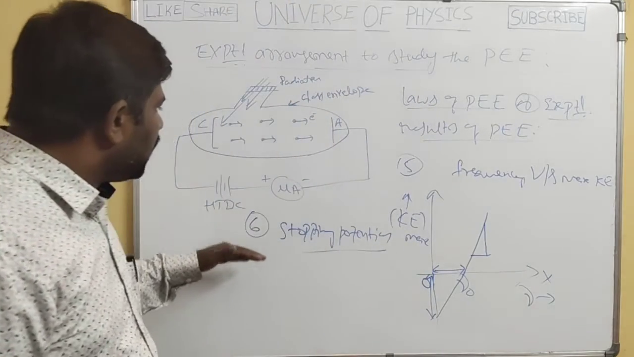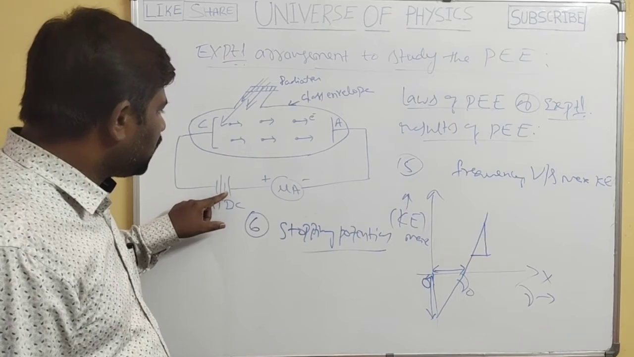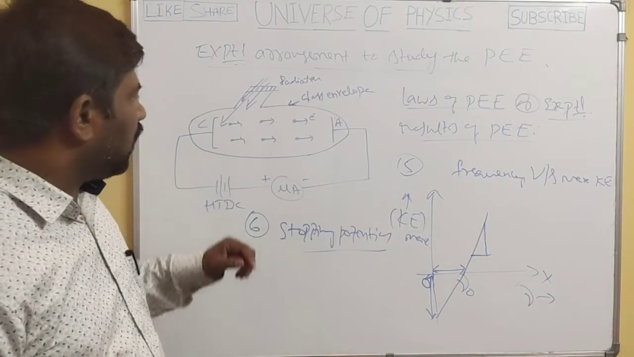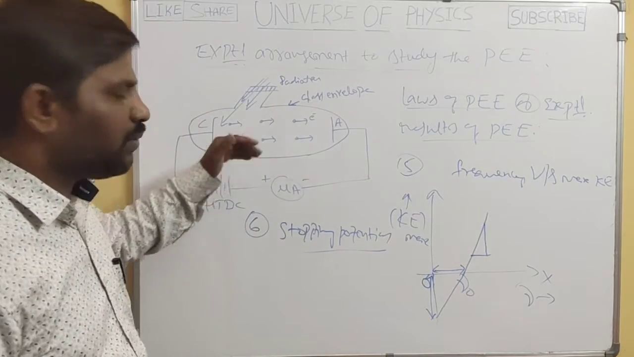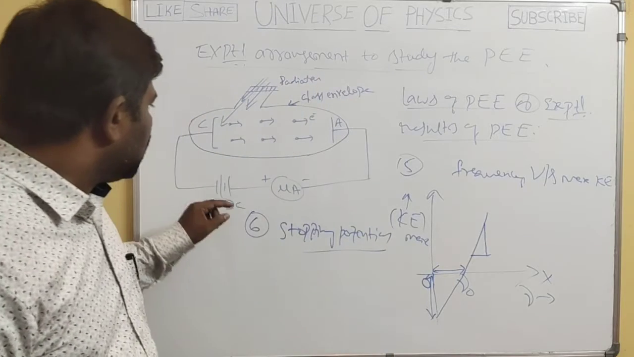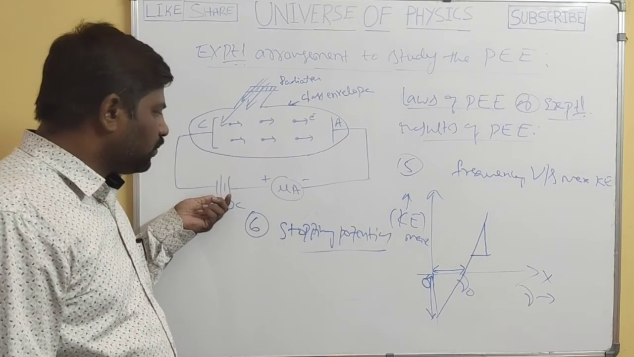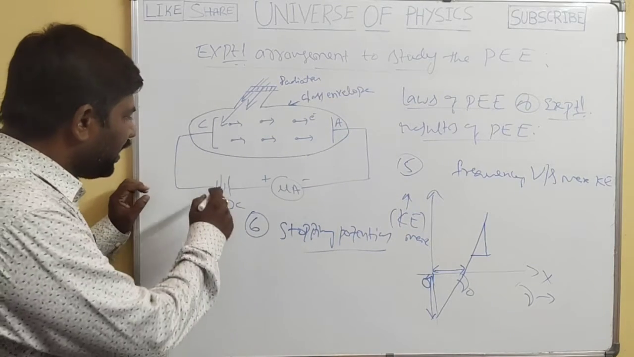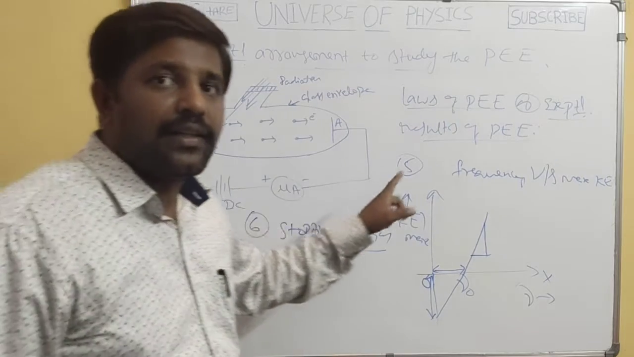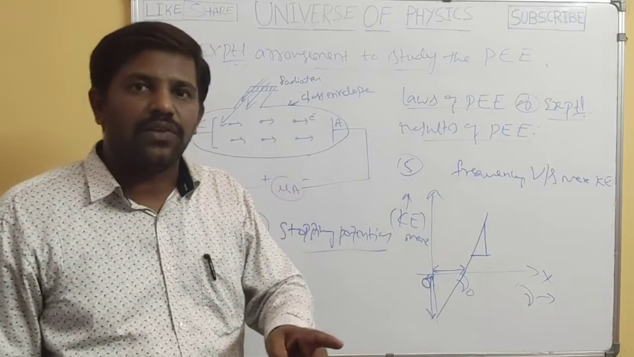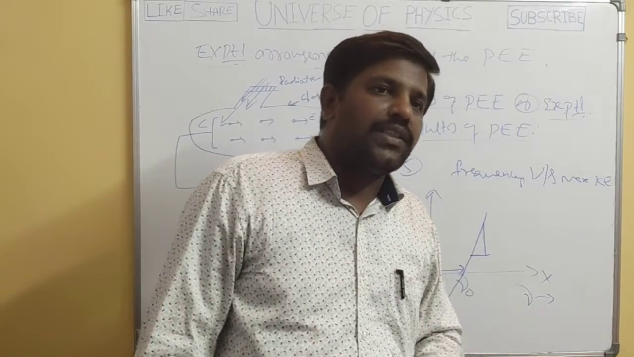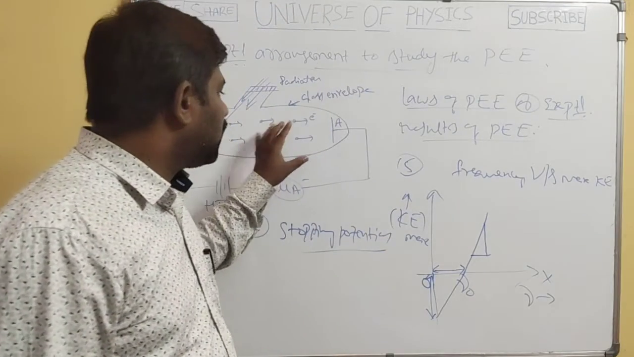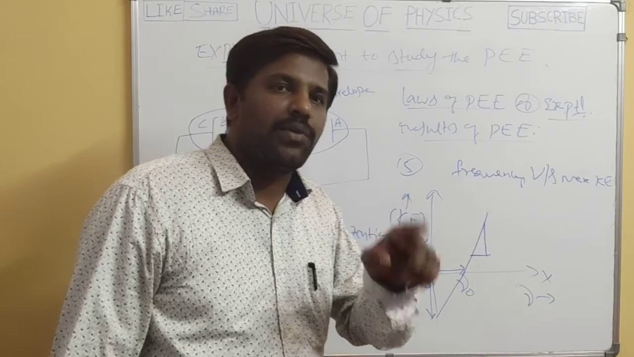Next, if we increase the positive potential, the photoelectric current increases and then saturates. Suppose we reverse the polarities of these electrodes, that is, by applying negative potential, the photoelectric current decreases and finally becomes zero at a particular negative potential. That potential we call the stopping potential because it stops the photoelectrons from reaching the anode. That is why it is known as stopping potential.